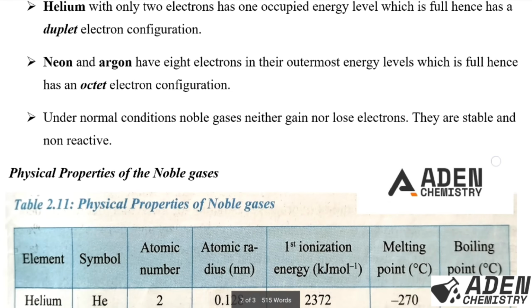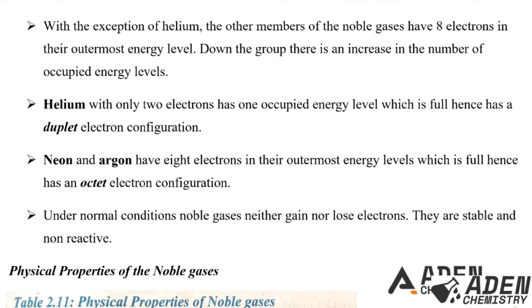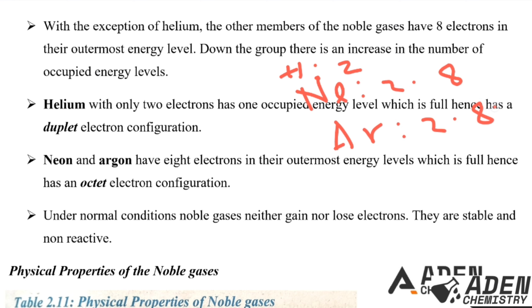So we are saying with the exception of helium, the other members of the noble gases have 8 electrons in their outermost energy levels. Down the group, there is an increase in the number of occupied energy levels. That means when you are dealing with helium, we have only 1 occupied energy level. When we are talking about neon, we have 2 occupied energy levels. When we are talking about argon, we have 3 occupied energy levels. So as we move down the group, the number of occupied energy levels increases by 1.